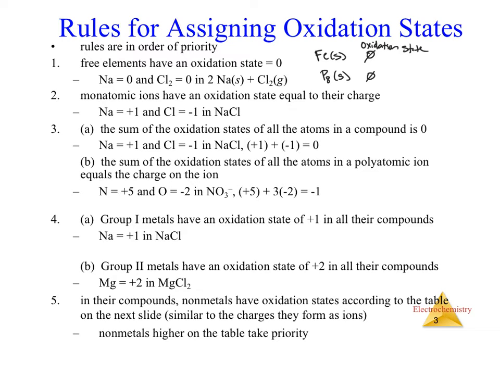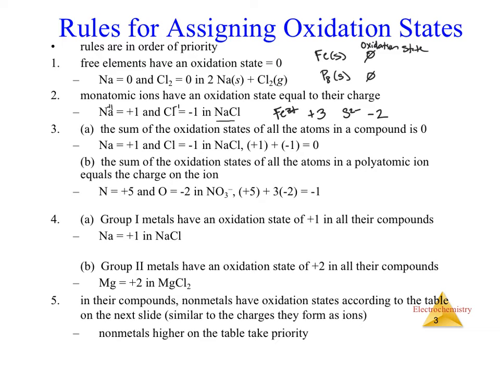Rule number 2, monatomic ions have an oxidation state equal to their charge. So in sodium chloride, I know that's a sodium cation, it's an ionic compound, and a chloride anion. When you're looking at an ionic compound, you always want to look at what ions are involved. So for example, if I have Fe3+, the oxidation state is +3. If I have S2-, the oxidation state of sulfur is -2.